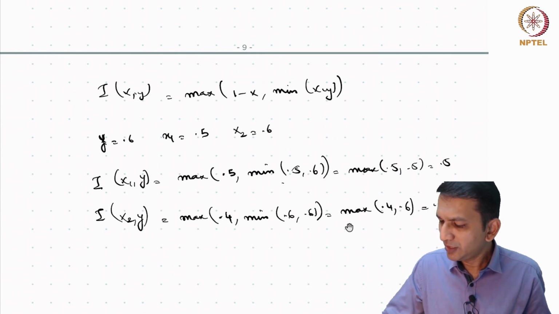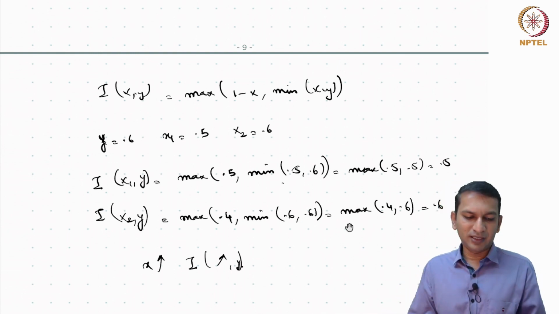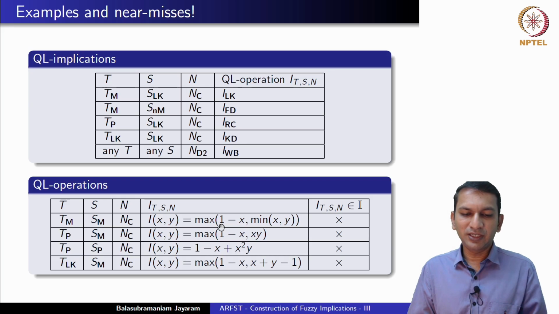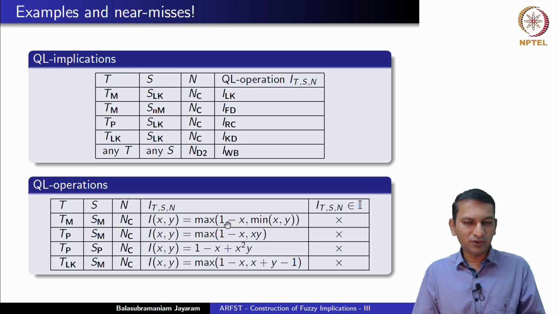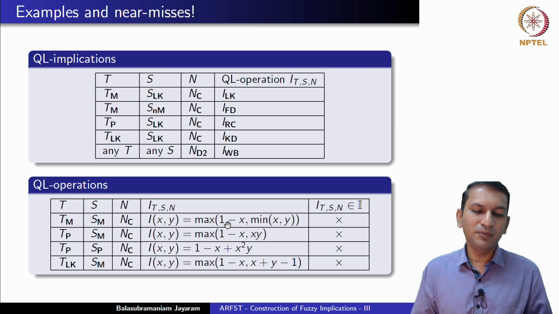0.6. As you can see, as x increases for this particular function, I also increases in the first variable for a fixed y. Clearly, that means this function is not a fuzzy implication, and hence we do not get a QL implication from this triple of functions.